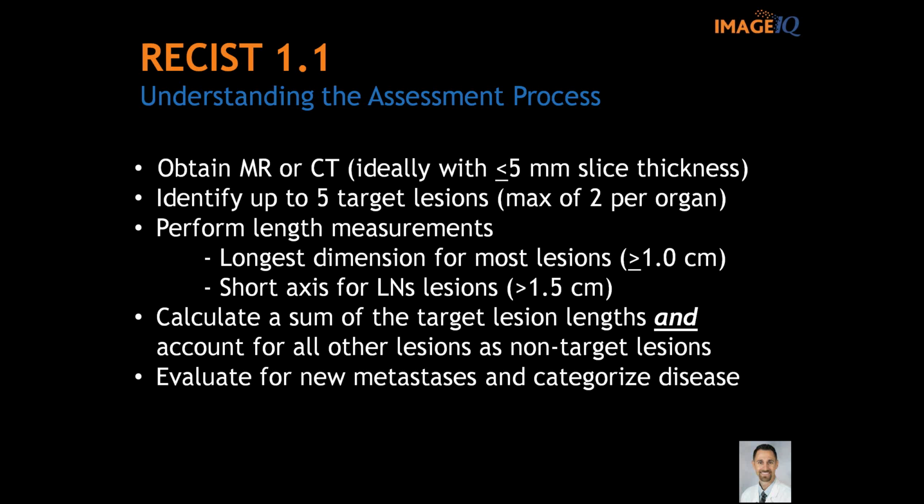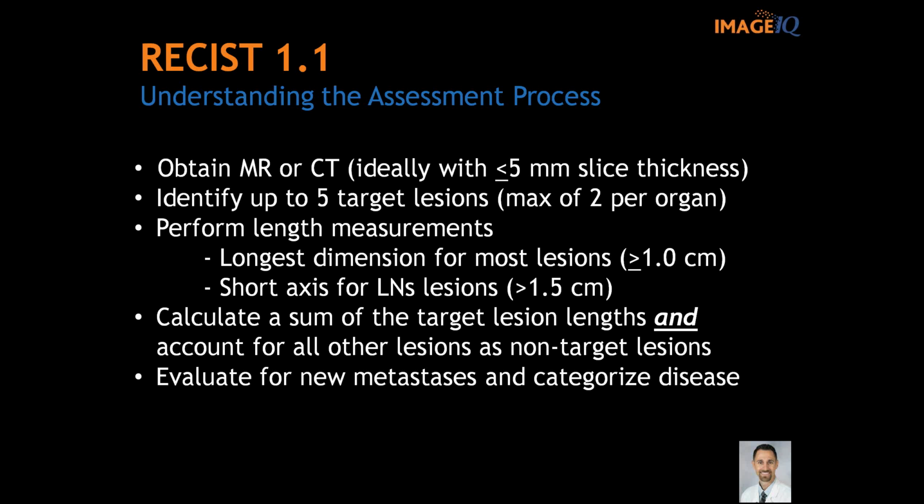And you're going to perform some length measurements. Things have changed a little bit for RECIST 1.1. You're going to stick to the longest dimension for most lesions that are over 1 centimeter, but for lymph nodes we redefine that: you're going to choose a lymph node that has at least 1.5 centimeters in short axis length, and you're going to stick to the short axis length for lymph nodes as you follow that.